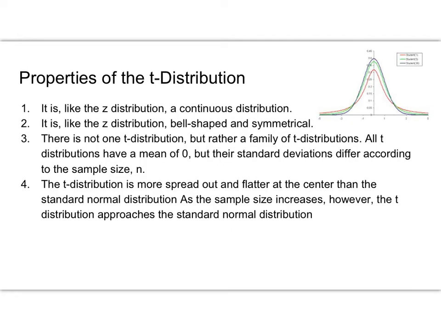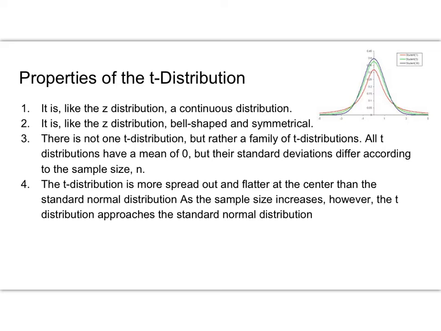So, properties of the t-distribution, and the test statistic, we call it a t-score, not a z-score. Like the z-distribution or a normal curve, it's a continuous distribution. So it extends in both directions indefinitely. Like the z-distribution, it's bell-shaped and symmetrical. There's not one t-distribution, but a family of t-distributions. All t-distributions have a mean of 0, but their standard deviations are different according to the sample size.